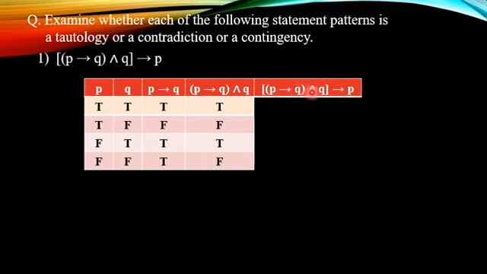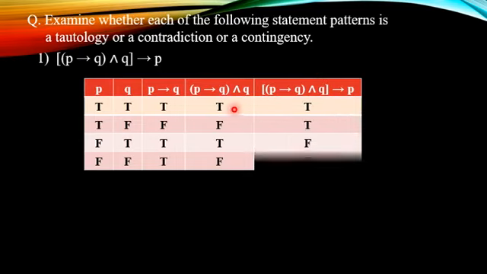And now P implies Q and Q implies P. That means fourth column implies first column, and the truth values of this column are here T true, FT true, TF false. We all know for a conditional statement, if the first one is true and the second one is false, the corresponding conditional statement will be false. And here FF again true.